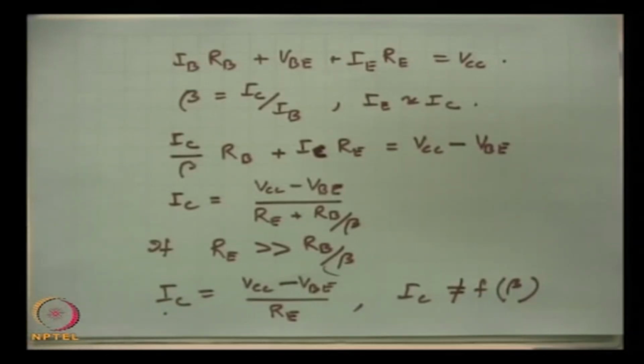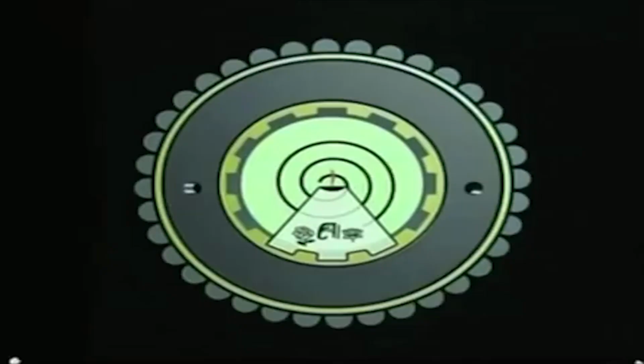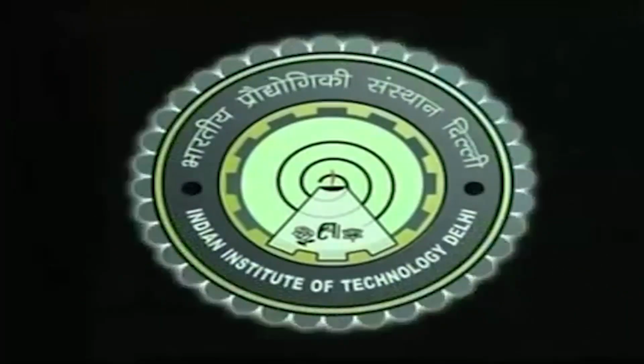There is a variation of this circuit which is often used, called the voltage divider circuit, self bias but with a little modification. That is the one which is most widely used, and we will talk about that in the next lecture and continue with other circuits of biasing.